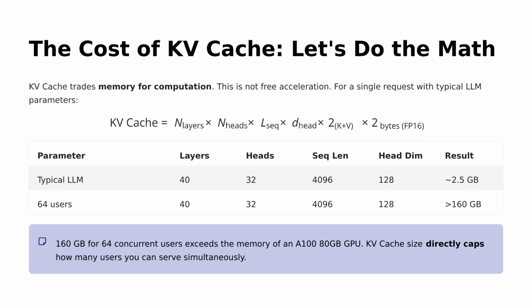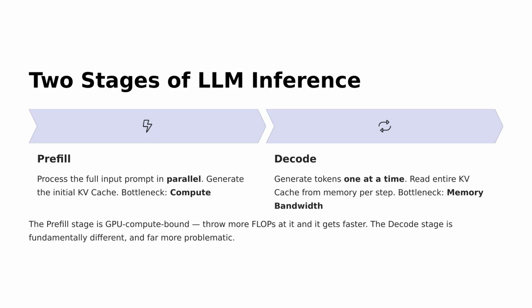Let's explore the cost of using KVcache. While it enhances performance by trading memory for computation, it isn't a free gain. For a single request with typical large language model parameters, we need about 2.5 gigabytes of memory. Scale this to 64 users, and the requirement jumps to over 160 gigabytes. This exceeds the capacity of an A100 80 gigabyte GPU, highlighting that KVcache size limits how many users you can serve at once.